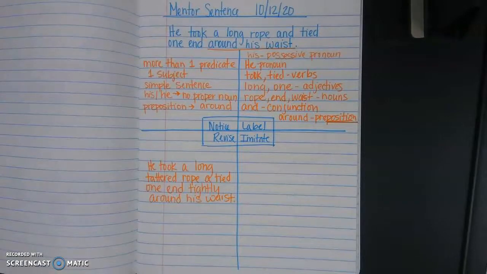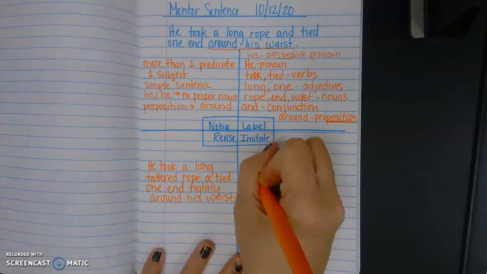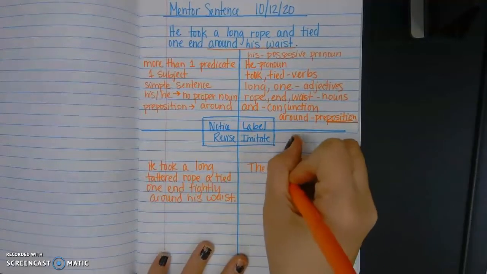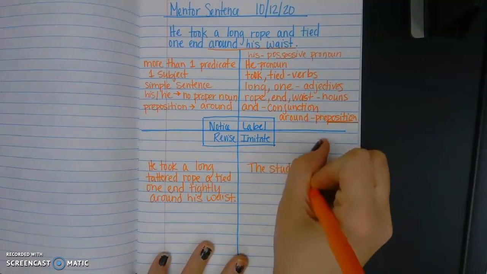All right, guys, so I have thought about the perfect way to imitate this sentence. Remember, when you're imitating, I want you to try to write a sentence with that compound predicate, where it has more than one predicate, but still only one subject. So here's mine. The students, that's my subject, and I'm going to tell two things that you're doing.